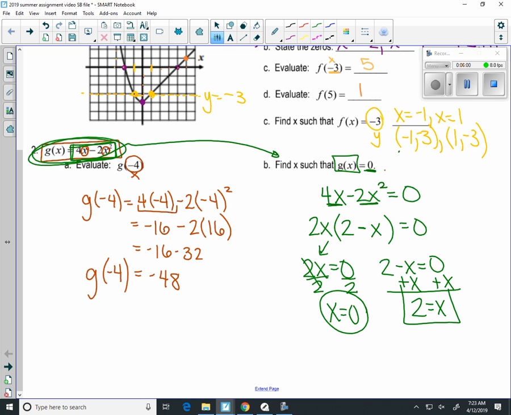And that is the function section of practice test number 1. Hopefully that was helpful.